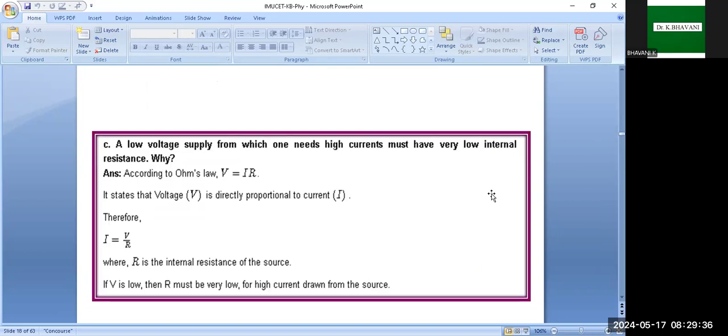And next, a low voltage supply from which one needs high current must have very low internal resistance. According to Ohm's law, we know very well that V is equal to IR, where I is current and R is the internal resistance. So we have to rearrange this: I is equal to V by R.